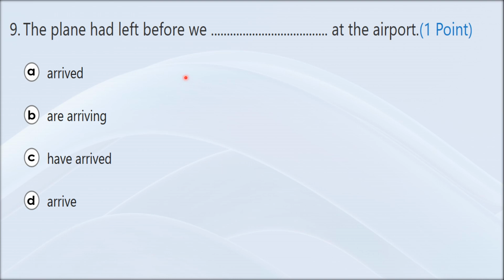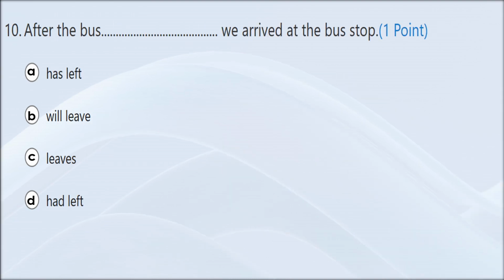Before we arrived, before we are arriving, before we have arrived, before we arrive. After the bus, we arrived at the bus stop. After the bus has left, will leave, leaves, had left. Again, this is grammar. It shows the correct verb form.